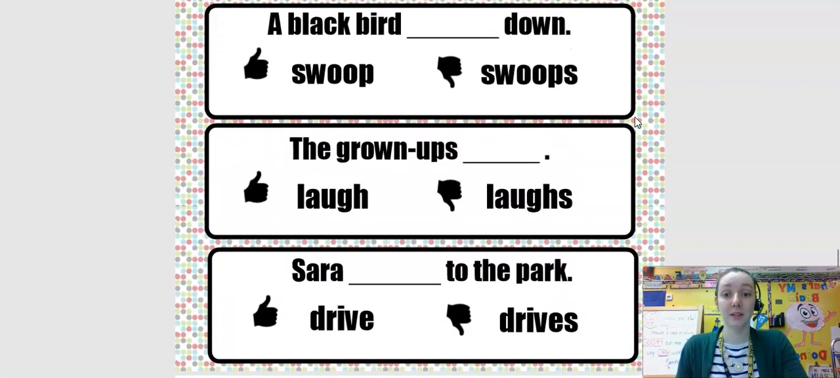All right, and the last two examples, the grown-ups laugh or the grown-ups laughs. It would be laugh, right? Because it's more than one, so you do not add the S. The grown-ups laugh. Okay? All right, and the last sentence is Sarah drive or drives to the park. It's going to be drives. Sarah drives to the park because she's a single thing. So you're going to add that S.